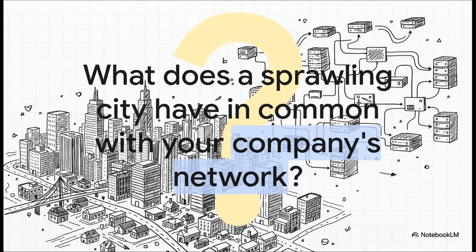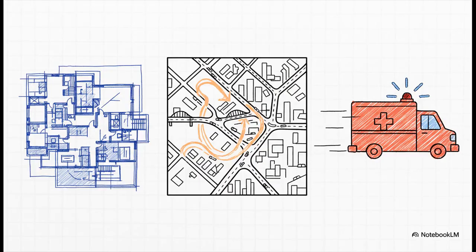All right, to get us started, let me throw a question at you. What in the world does a huge, sprawling city have in common with your company's network? Well, it might sound a little strange, but the answer is they both need a really solid blueprint, right? A plan for how they're going to grow. They also need a way to manage all the traffic flowing through them. And of course, they absolutely need a plan for when emergencies strike. And those three things, that's the heart of the network lifecycle. We're talking design, manage, and fix.